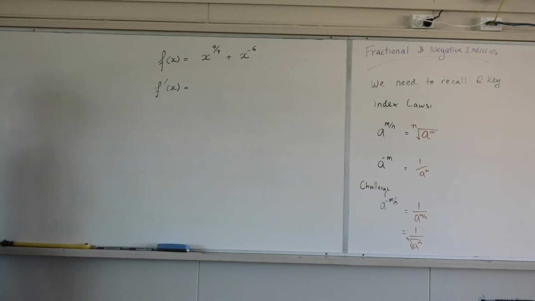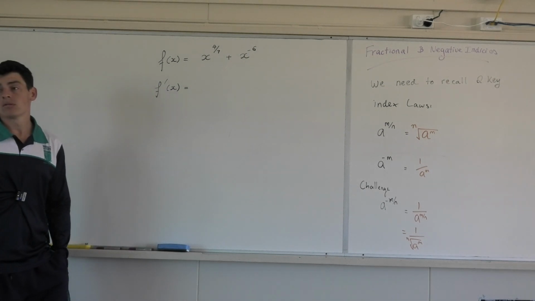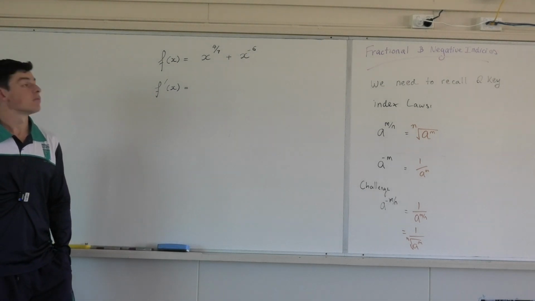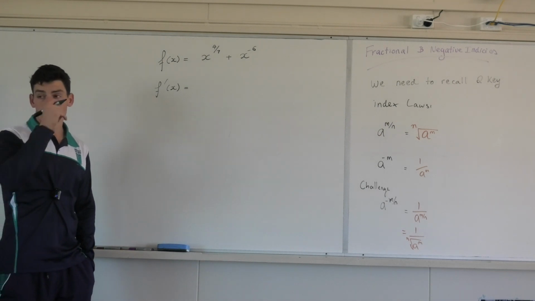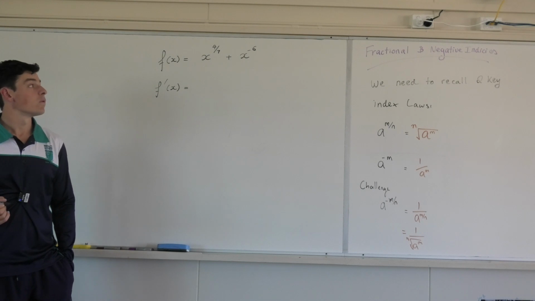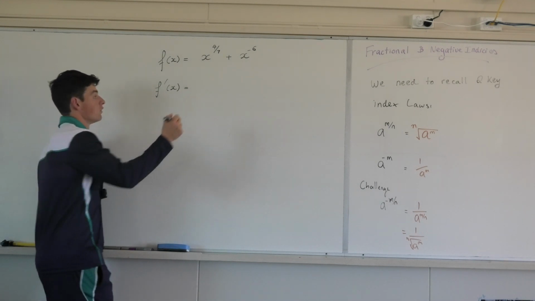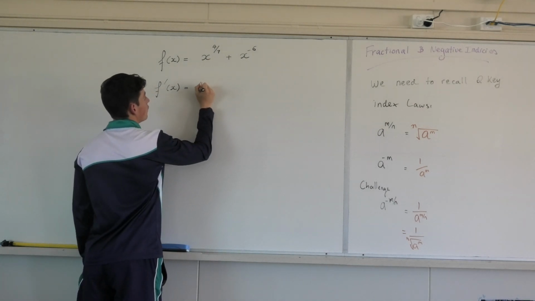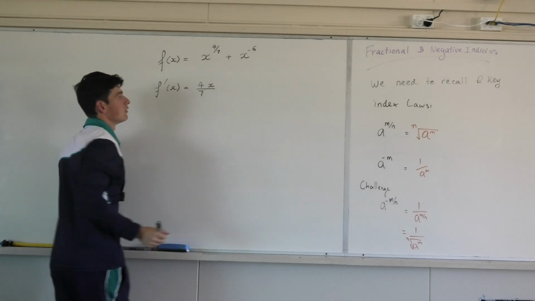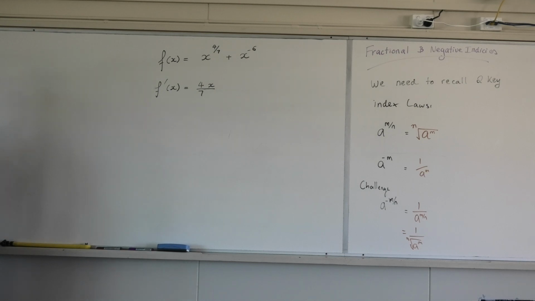So Tom, can you help me out? What's going to happen first? You're going to derive the first term. Yep. So what happens when I derive that first term? What becomes the coefficient? I take the power down, so what's the power? 4 over 7, x to the power of... What's 4 over 7 minus 1? Negative 3 over 7.